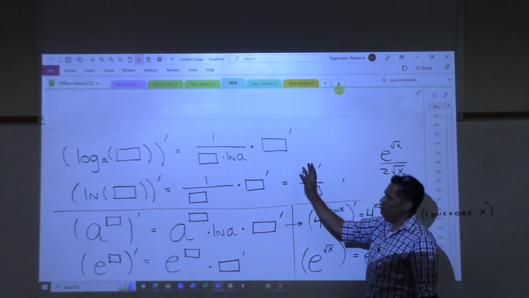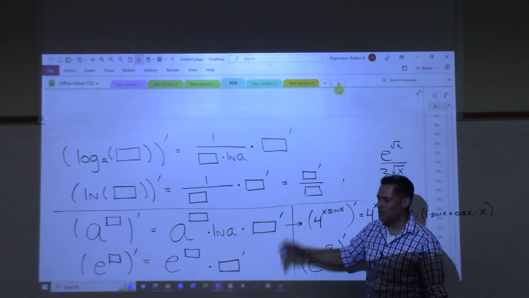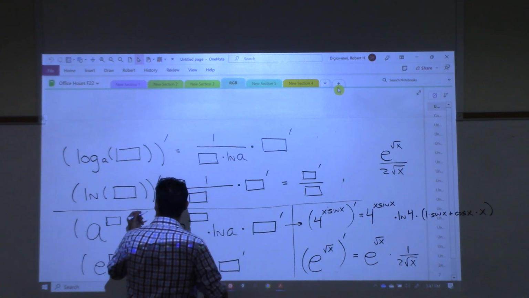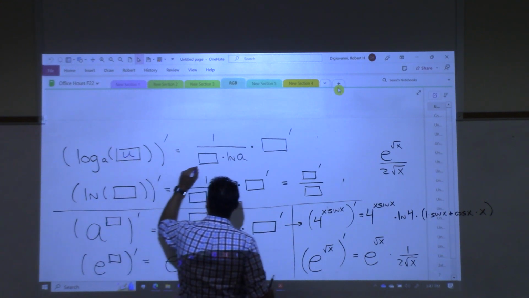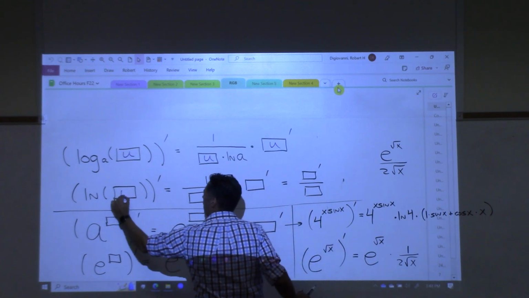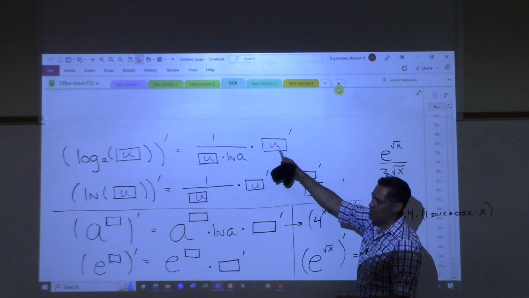Do y'all find this helpful at all, like this, with the boxes? A lot of times books will do it this way. Instead of using a box, they'll put u here, then this is u, and then they'll put u prime there. Or they'll put u here, and u here, and u prime. Or sometimes they'll put du.